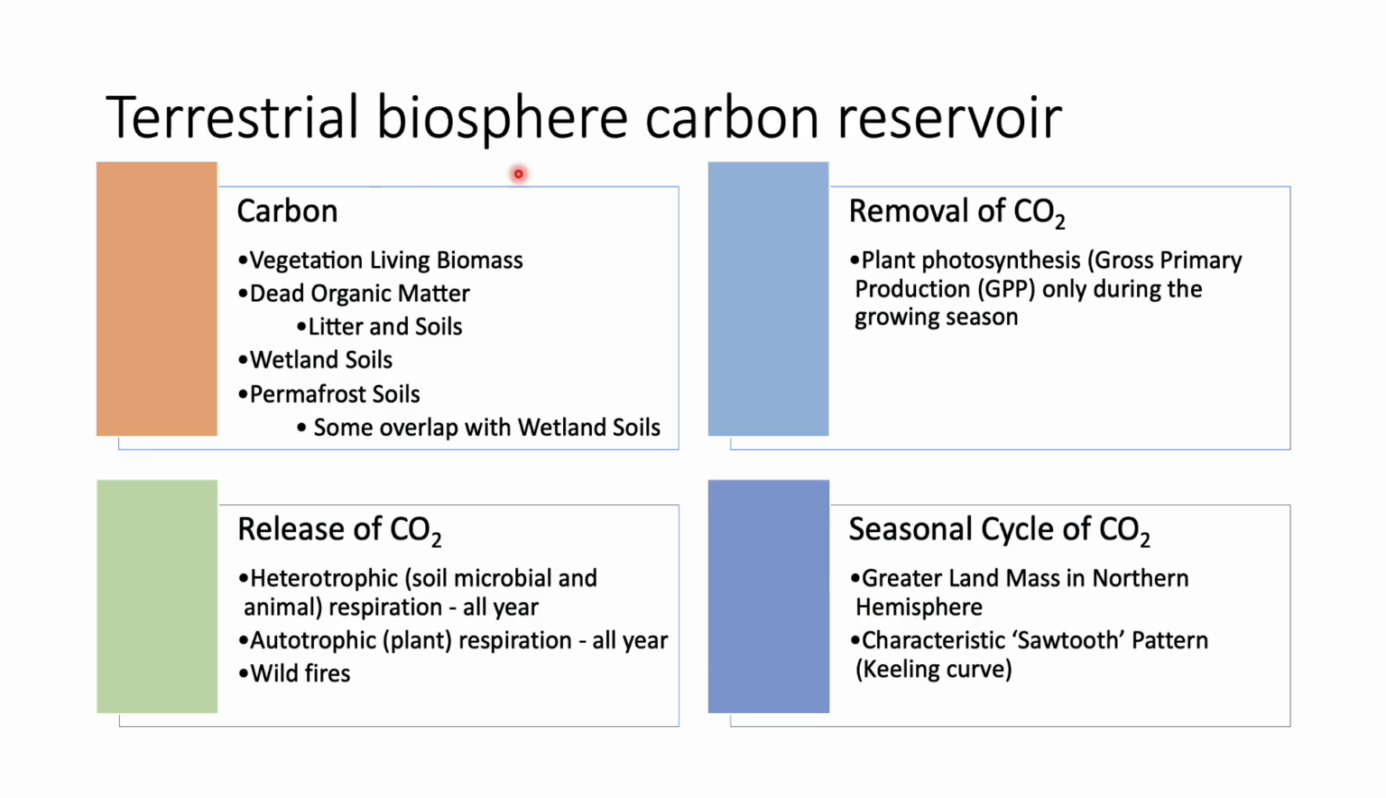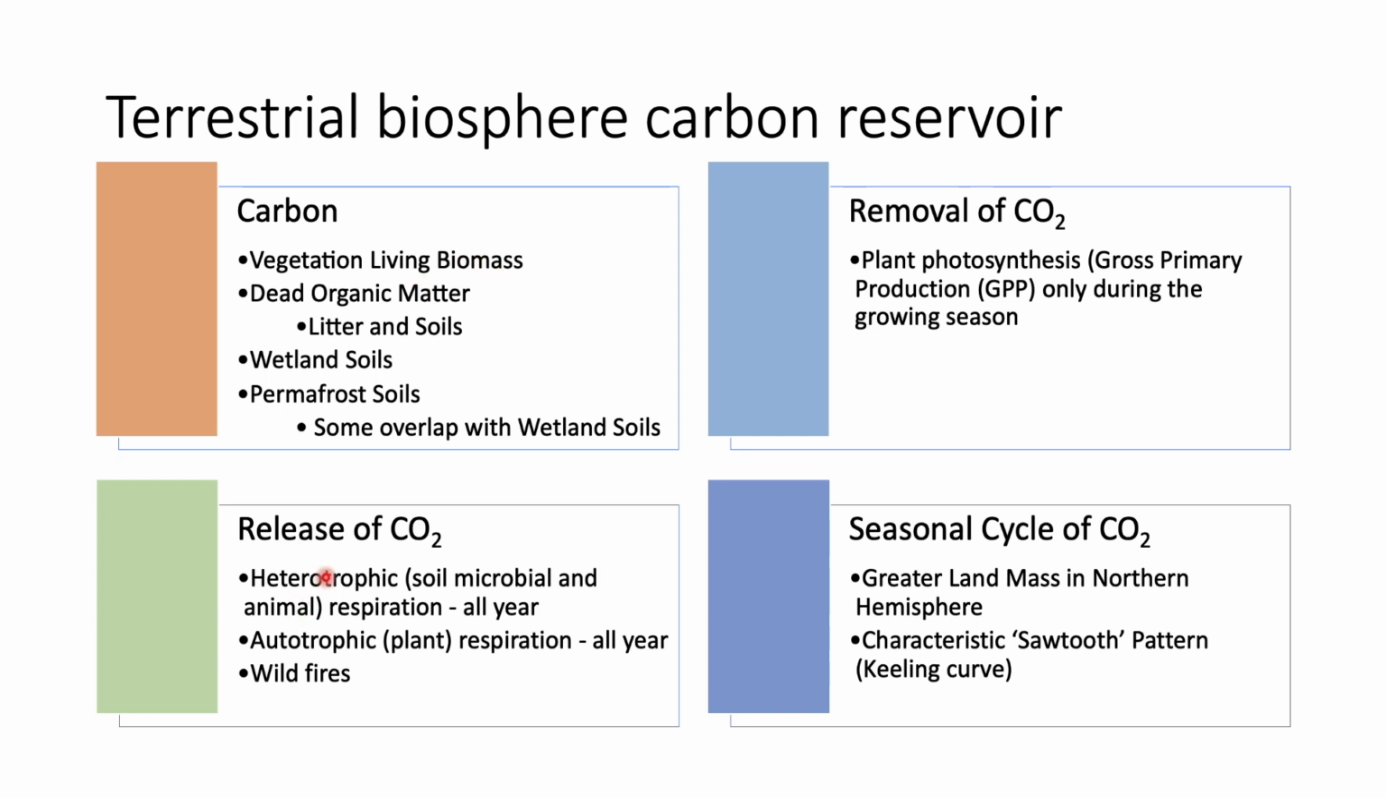So in the terrestrial biosphere, what are all the different forms of carbon and how they are fluxing can be seen here. So the carbon is present as vegetation in the living biomass, or it is in the litter and soil as dead organic matter, or it may be present in the wet soils and permafrost soils. So these are all the sources of carbon that is present in the biosphere.